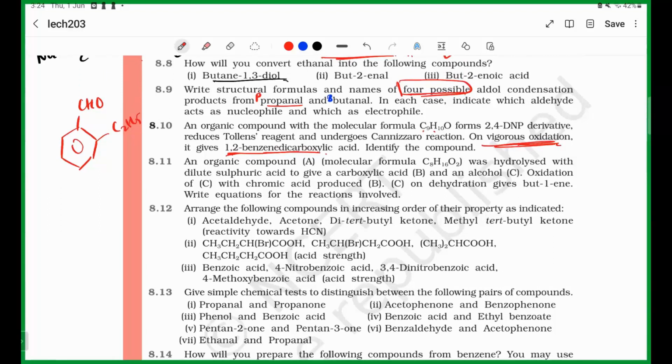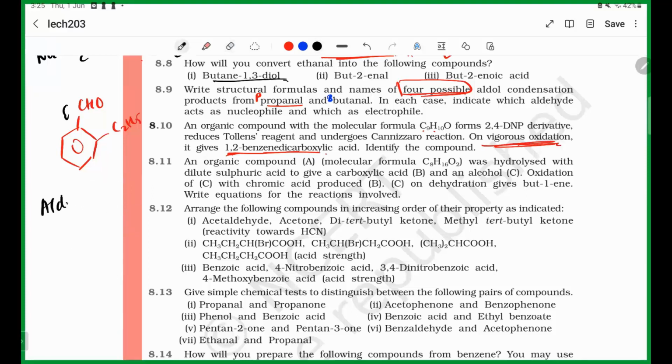Well, it undergoes the Cannizzaro reaction, so it should not contain any alpha hydrogens. Therefore, the CHO must be attached to the benzene ring. This is not a possible alternative: CH2, CHO, and CH3 here. That is not possible because this has alpha hydrogen, and it would have undergone aldol condensation.